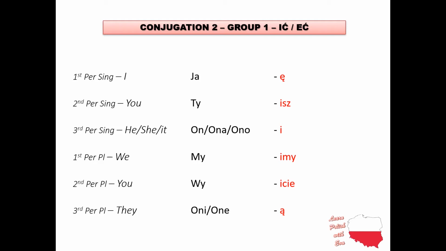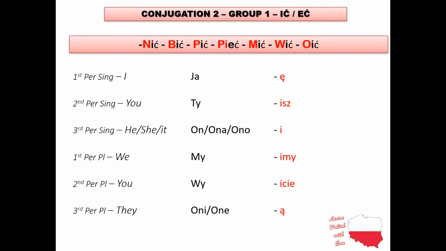We will recognize that we are dealing with this first group within the conjugation number 2 when we see the above preceding letters before the endings of the verb infinitive. Okay, so there will be the letters N, B, P, PI, M, W, and O.